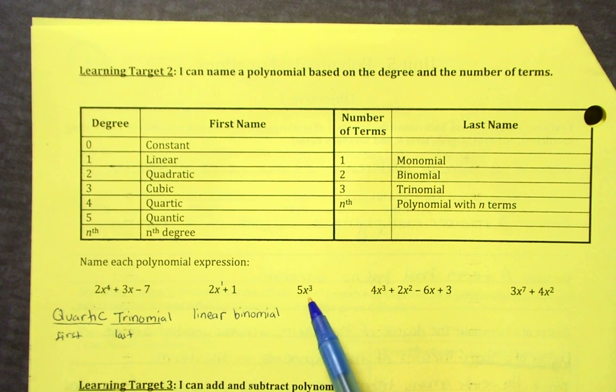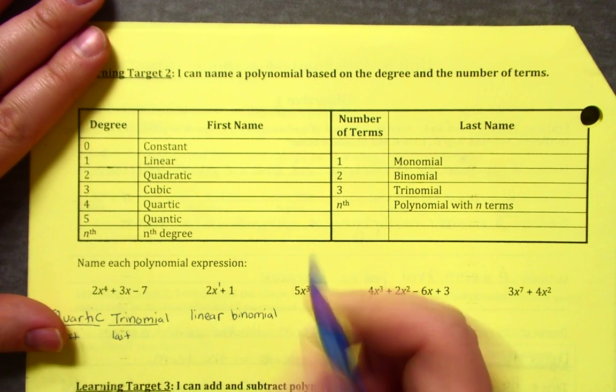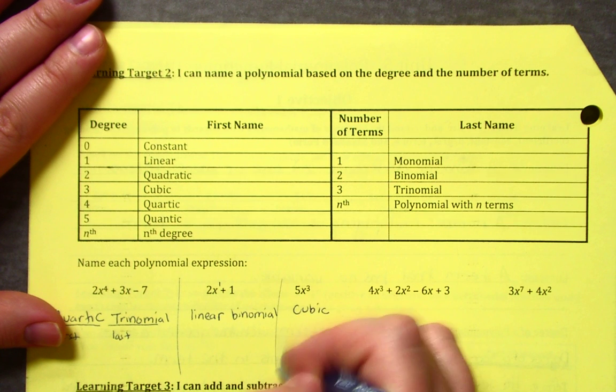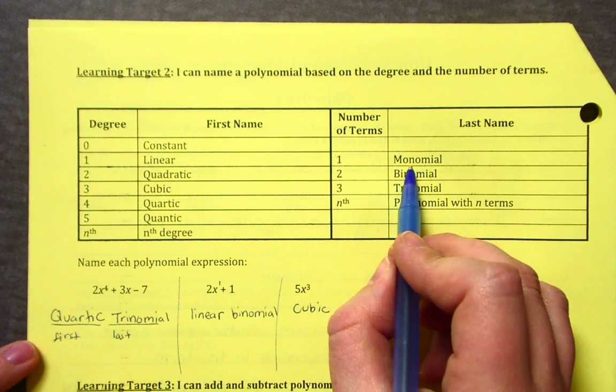This one over here, the term with the highest degree is this one right here. It's the only term. And the degree of that term is 3, which means the degree of this polynomial is 3, so it is a cubic. It's a cubic, and because there's only 1 term, it's a monomial.